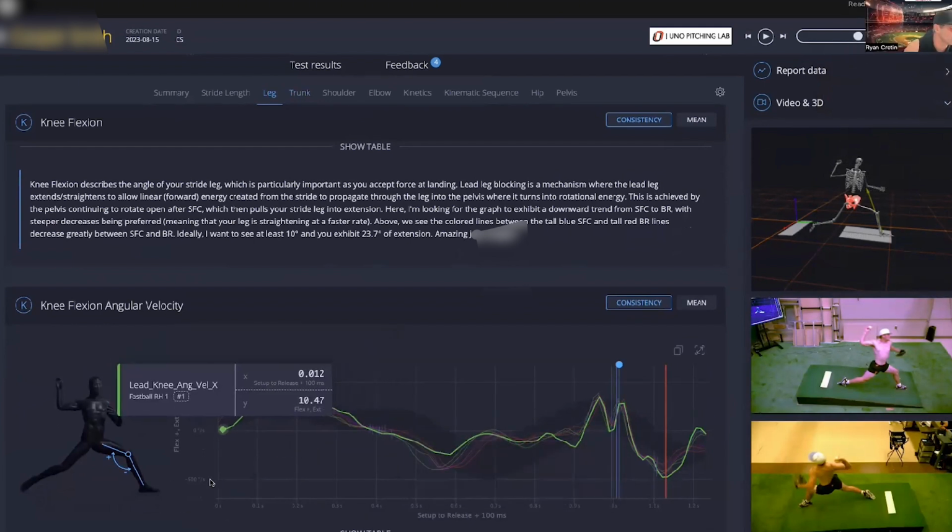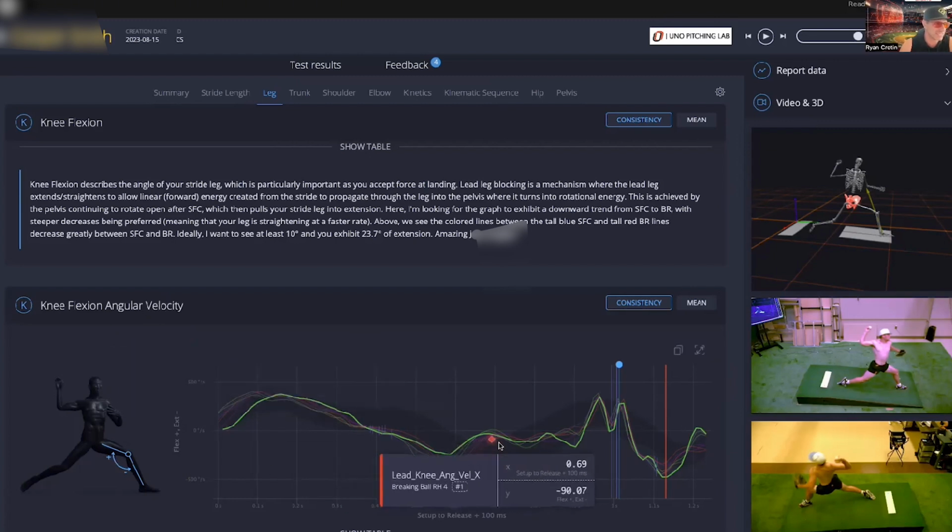Now remember I told you the extension is negative. They have it as a negative movement. Flexion is positive the way they have it. So this is basically what we're showing, the same thing I showed you on the animation. But when we start seeing negative velocities, now we're talking velocities, negative is extension.